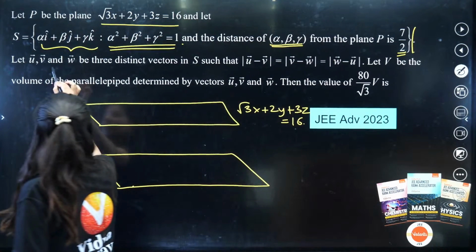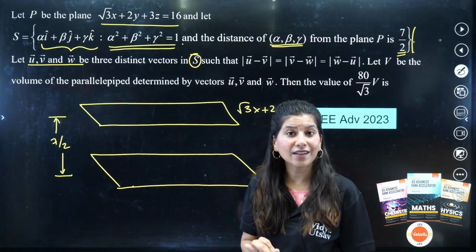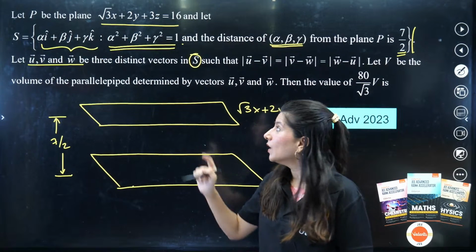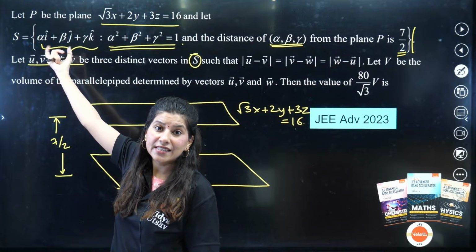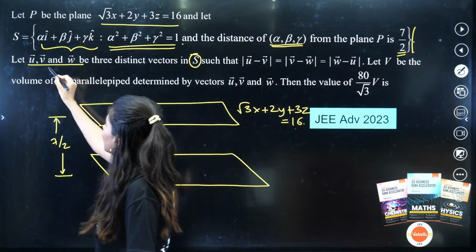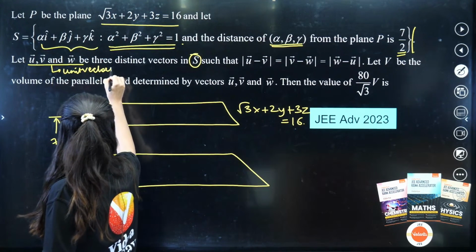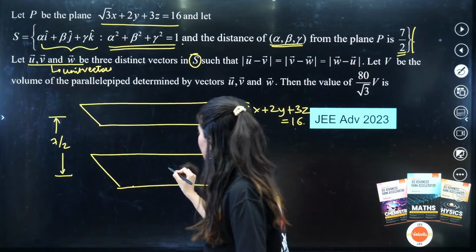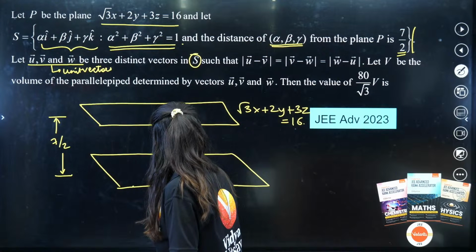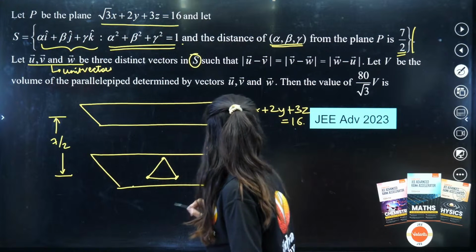Now let U, V and W be 3 distinct vectors in S. So U, V and W are actually sitting inside this set S. That means U, V and W, all three are definitely unit vectors, correct? Which are at a distance 7/2 from the given plane. So all three are unit vectors over here.